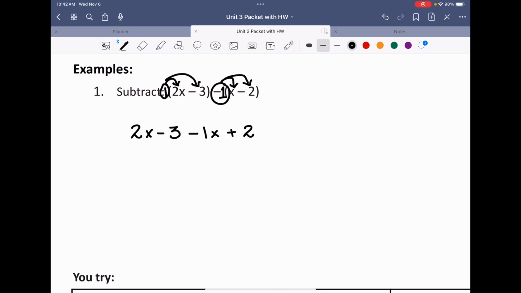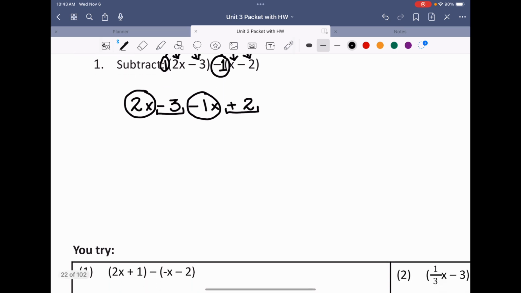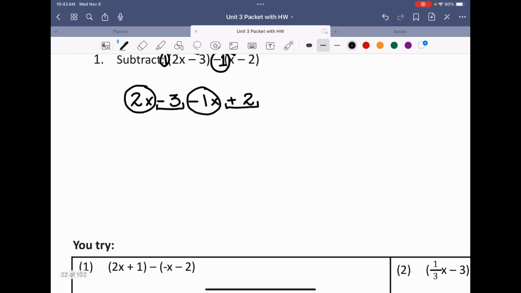Once I do that, I can go right through and add up my coefficients, add up my like terms. So I'm going to circle and identify my like terms. So I'm going to circle the terms with an x, underline my constants, or box them. 2 plus -1 is 1x, or just x. -3 plus 2 is -1. And we could write that like this. We can write it as x plus -1. All of those are the same thing.